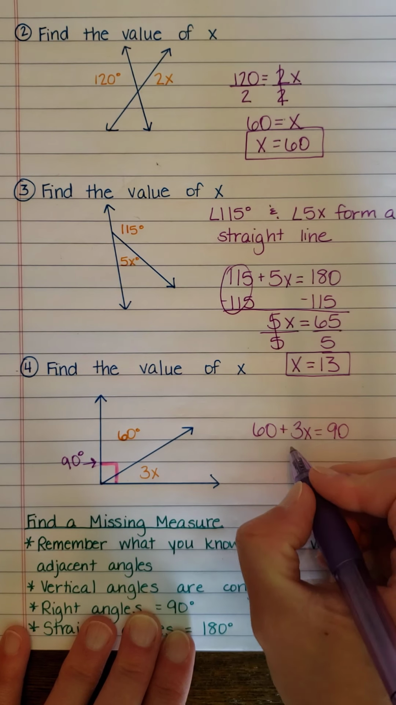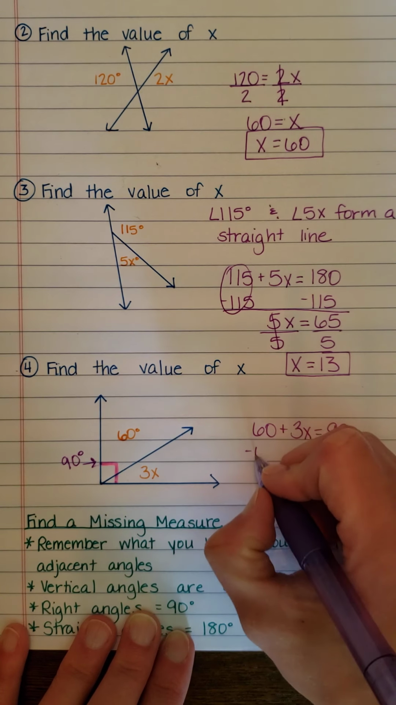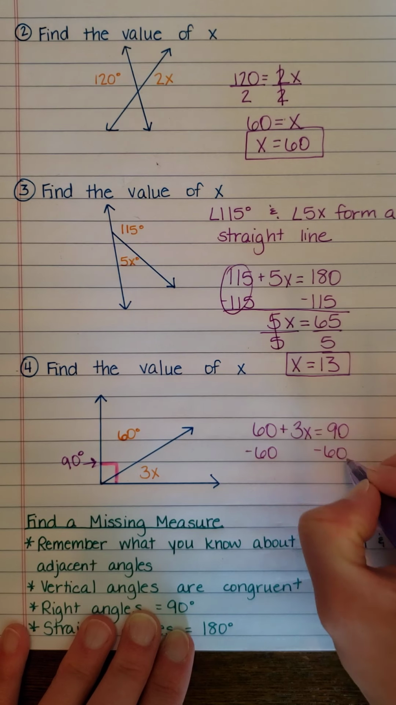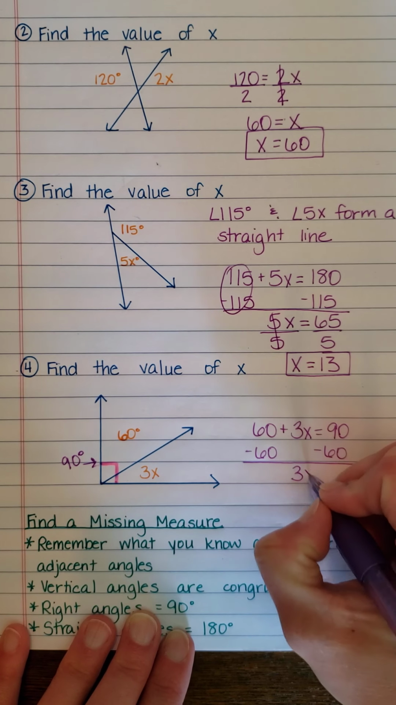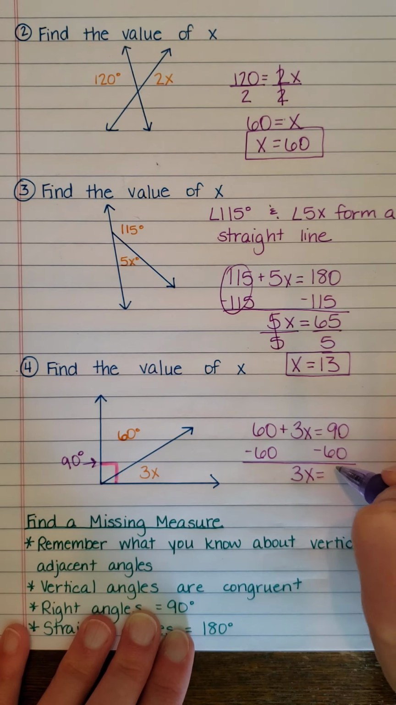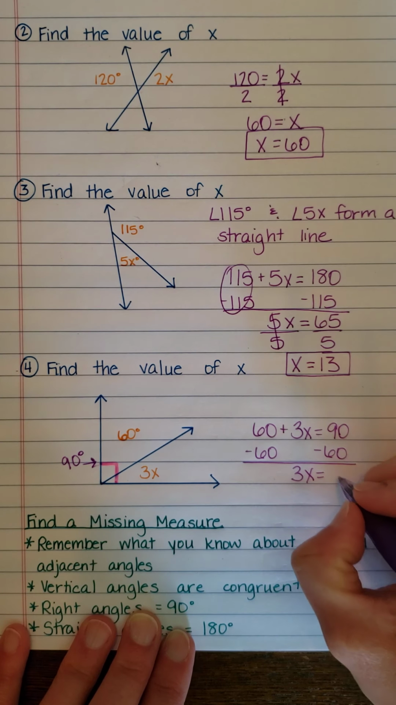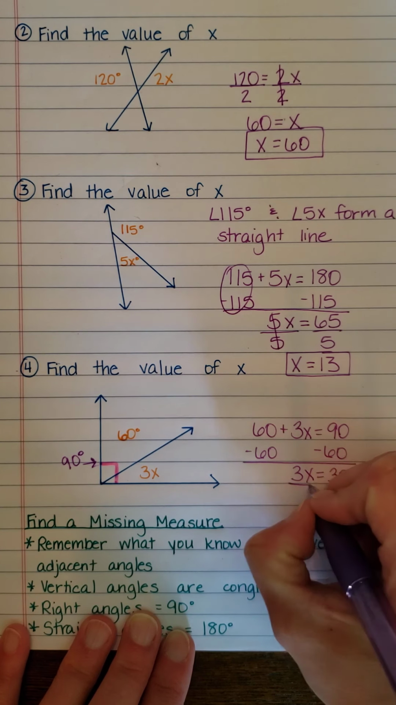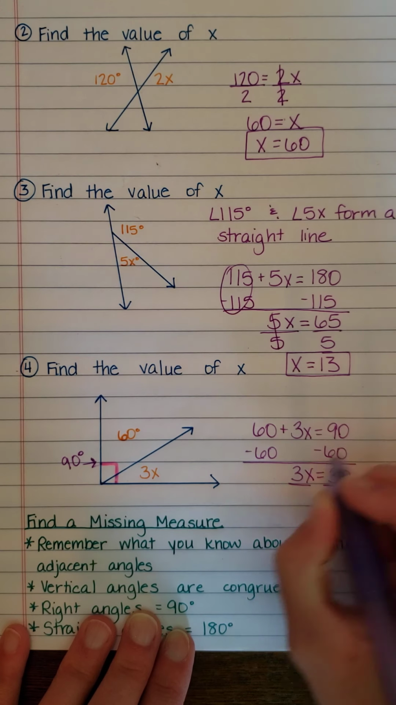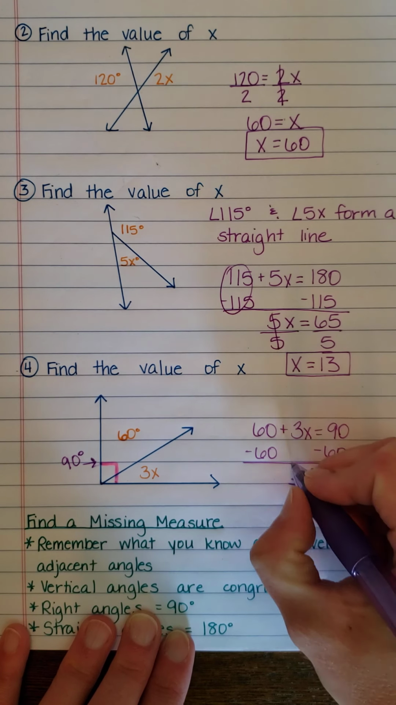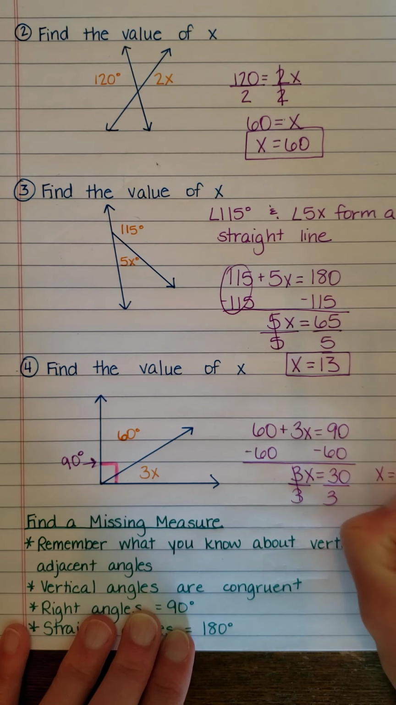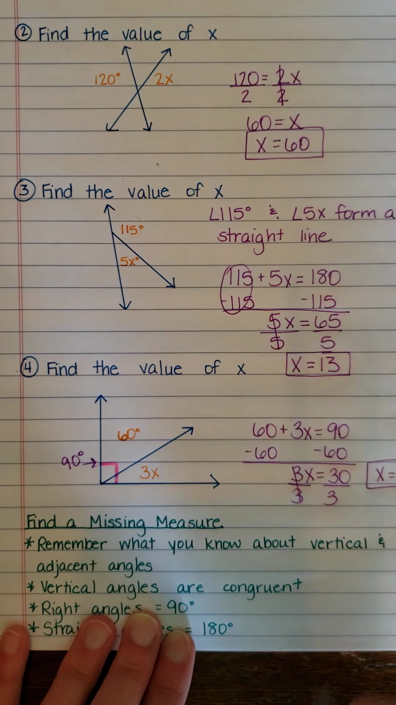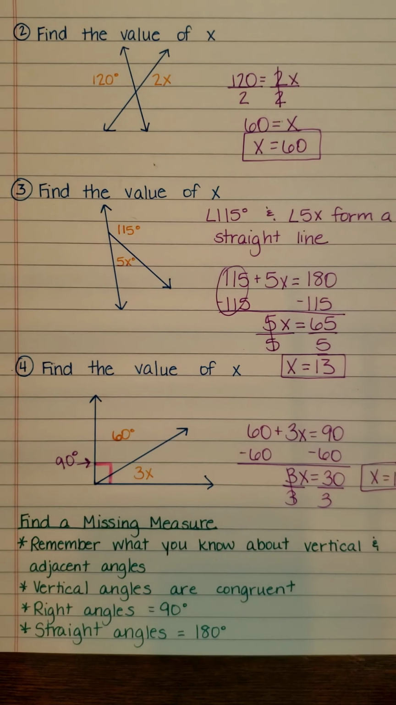All right, so I want 3x by itself, so I'm going to subtract 60 from each side. So that leaves me with 3x equals 90 minus 60 is 30. And 3x equals 30. Divide each side by 3. x is going to be equal to 10. So the measure of x is 10.